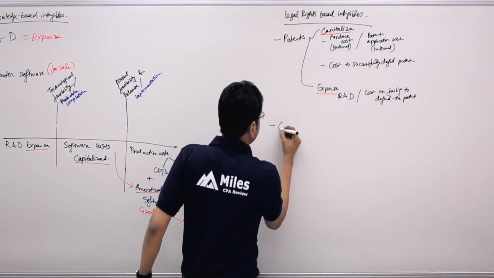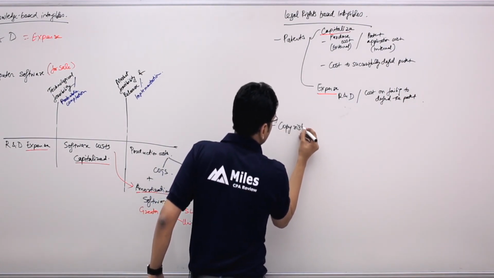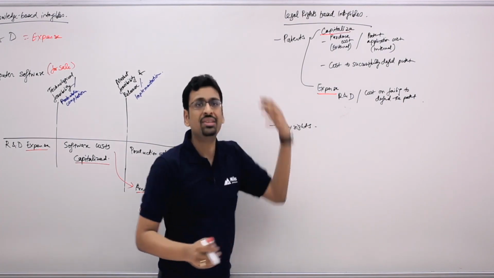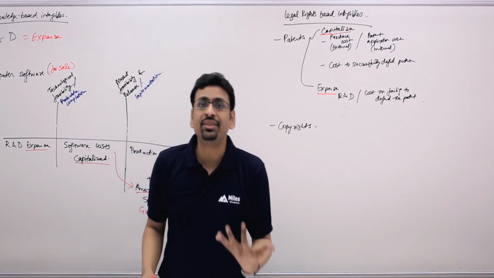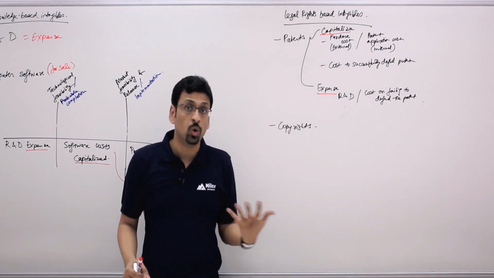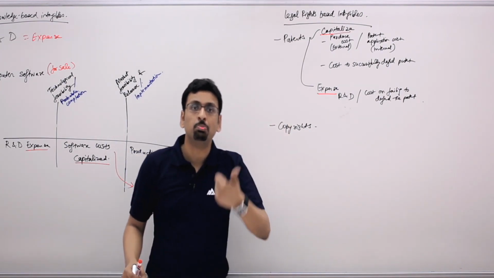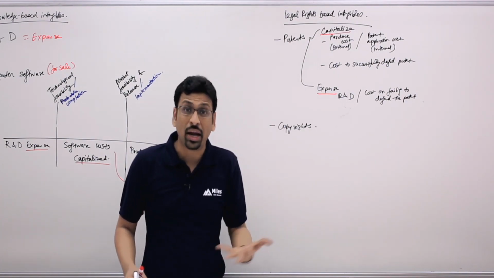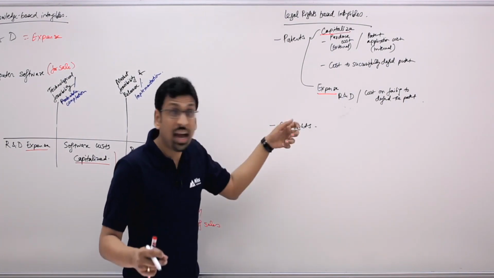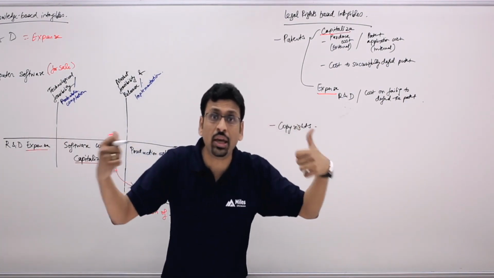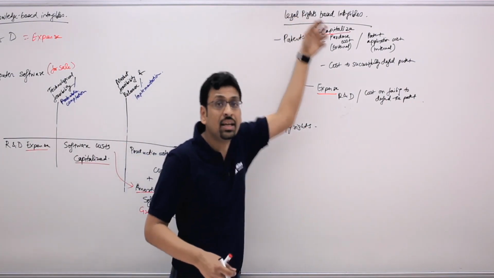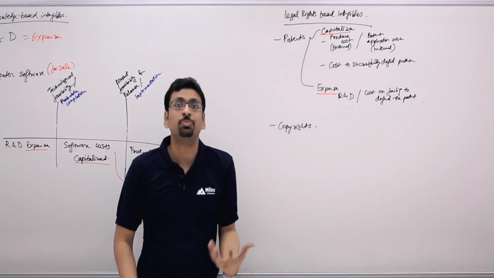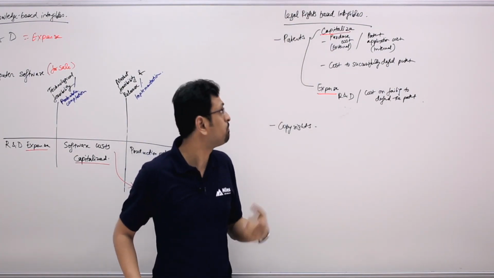Now next, let's talk about copyrights. Patents are product, process, ideas. Copyrights basically protect artistic works. You could have books, movies, computer software. You could look at the Miles LMS, the Miles software that you use. Even that is copyrighted. So that is a legal right based intangible to protect that artistic work.